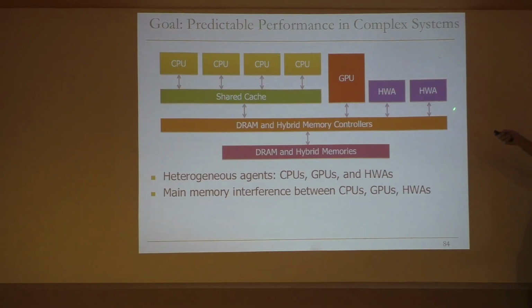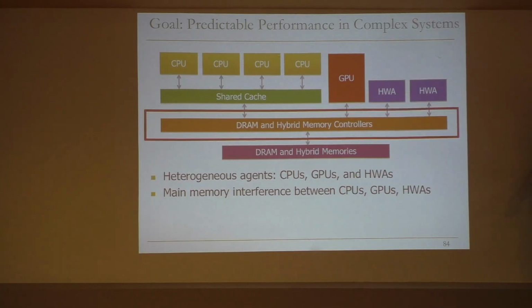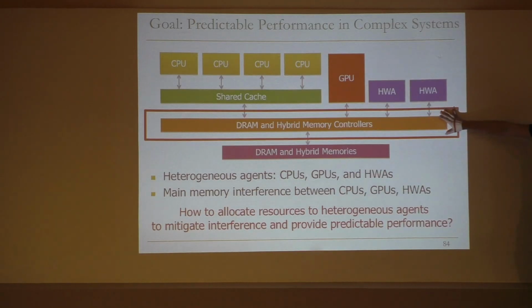We have a lot of heterogeneous agents over here. They're becoming even more heterogeneous. They're sharing at different levels of the memory hierarchy. And we have heterogeneous memories over here. They're becoming even more heterogeneous also. So memory controllers are in the middle over here, and they have to deal with this question. How do you allocate resources to these heterogeneous agents to mitigate interference, provide predictable performance, provide high performance, provide fairness, and provide a configurable substrate so that the software can orchestrate different kinds of goals in this system?